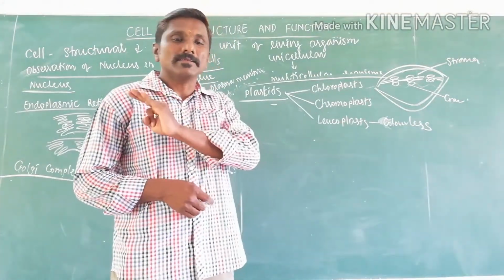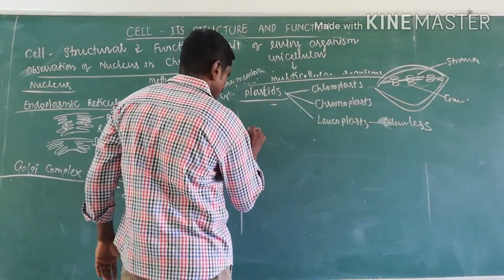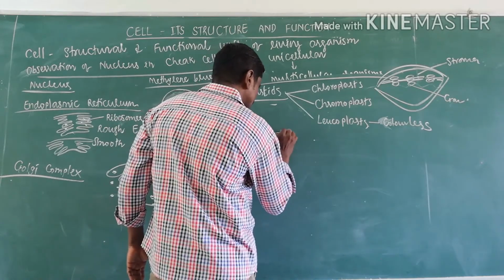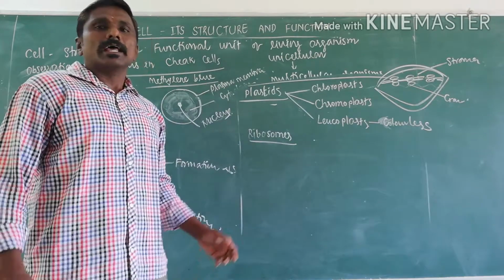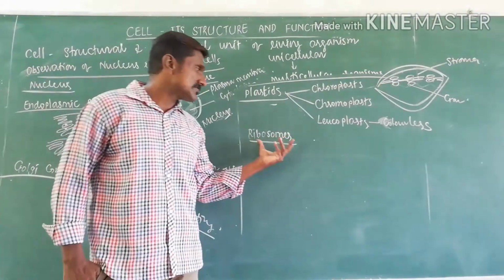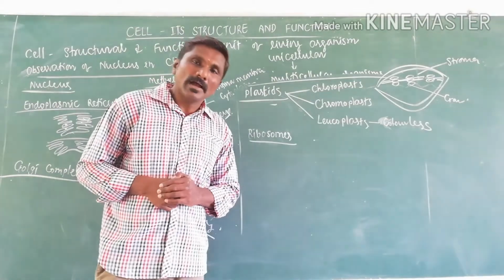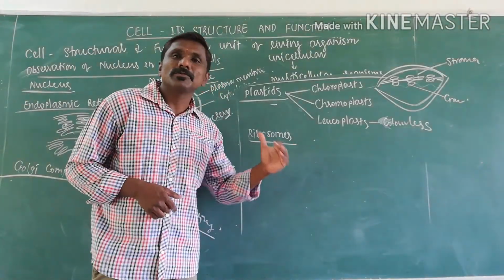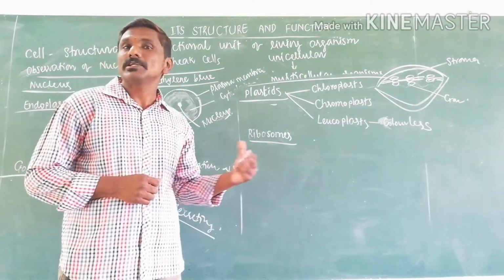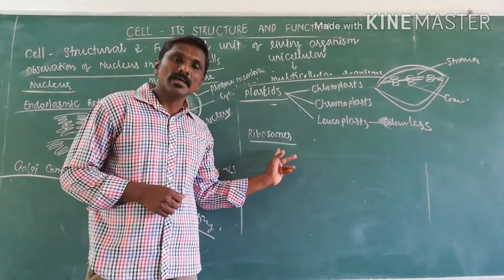This is about the plastids observed only in the plant. And next we discuss another topic, ribosomes. Ribosomes are circular granules present on the surface of the endoplasmic reticulum, and these ribosomes are present in both prokaryotes as well as eukaryotes. The main function of ribosomes is to synthesize the proteins which are required by the organism. Proteins are the building blocks of the organism, and these proteins are synthesized by the ribosome.